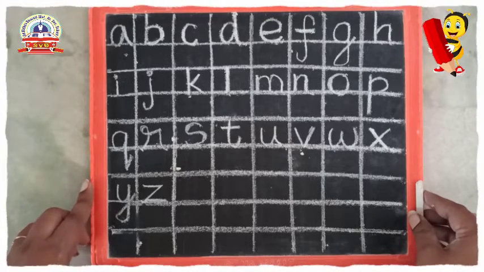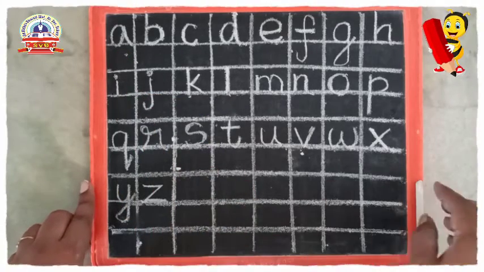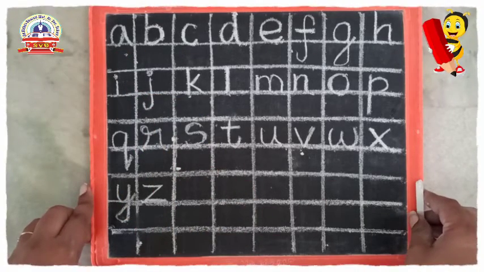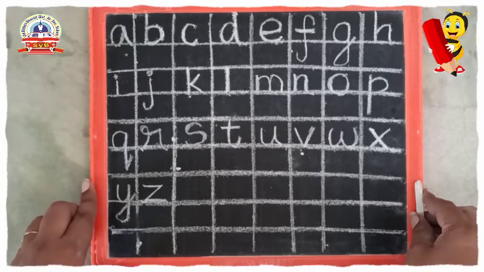Good children, you have written very neatly. Children, today we have completed A to Iz. Okay children, you have to practice A to Iz 3 times in the slate. Take photos and send it to my WhatsApp number with your name, class and section.